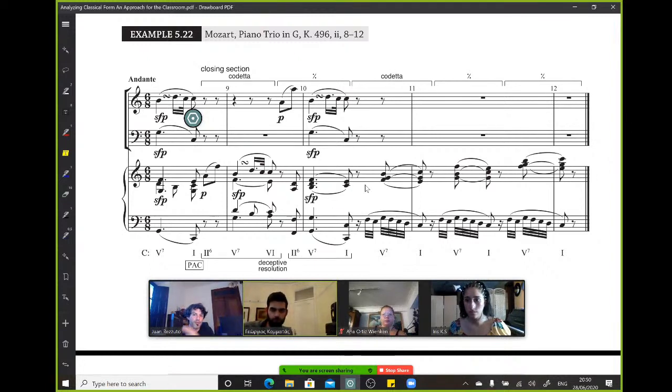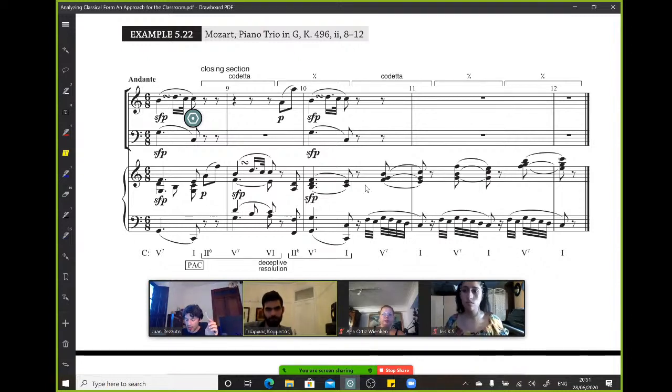It somehow refined the closing section by incorporating this deceptive resolution. Okay, we need also to acknowledge that it's a fairly complex closing section, yeah, because of the motivic content of this closing section, which goes a bit against the definition of a closing section, no? Which needs to be a bit more simple, yeah. So that's why the deceptive resolution also finds a place within these fragments.